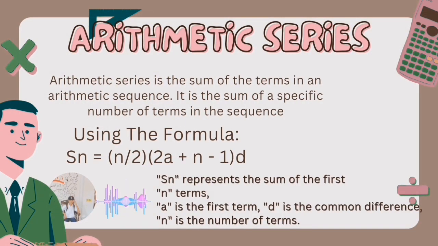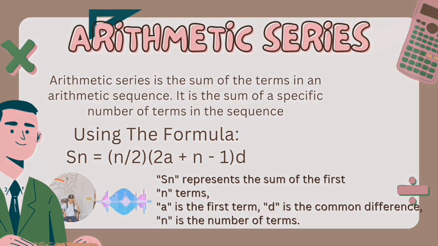Arithmetic series is the sum of the terms in an arithmetic sequence. It is the sum of a specific number of terms in the sequence. The sum of the arithmetic series can be found using the following formula. S_n = n/2 times the quantity 2a + (n - 1) times d, where S_n represents the sum of the first n terms, a is the first term, d is the common difference, and n is the number of terms.